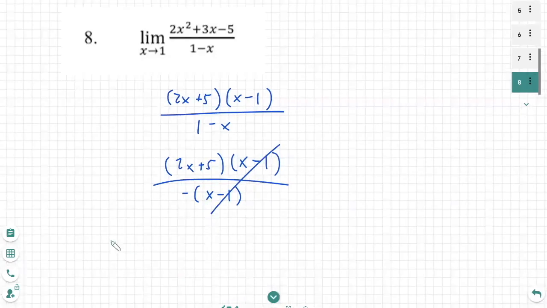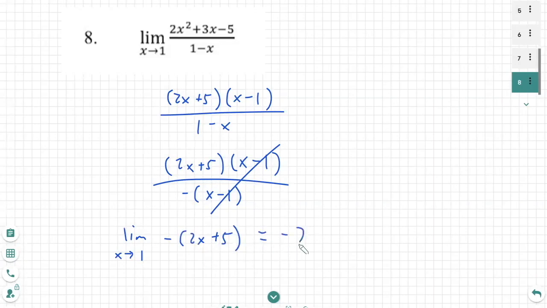You can plug in 1, I guess, and we'll get -8. How'd you get -8? Oh, I'm sorry, -7. Okay. Yeah, it should be -7, right? This becomes negative 2x plus 5. Yeah, plug it in, -7.